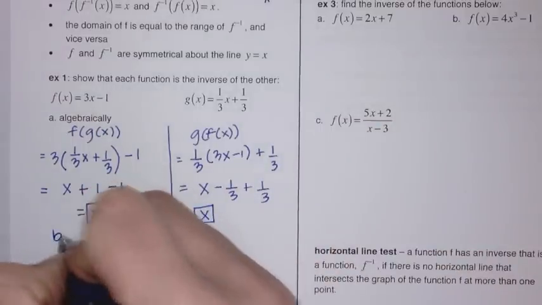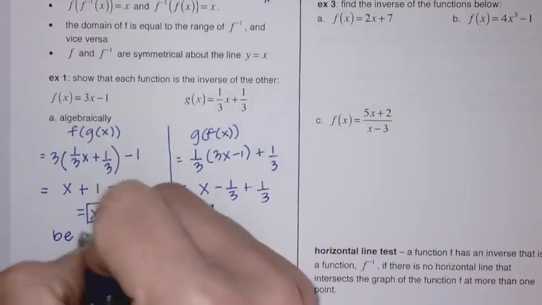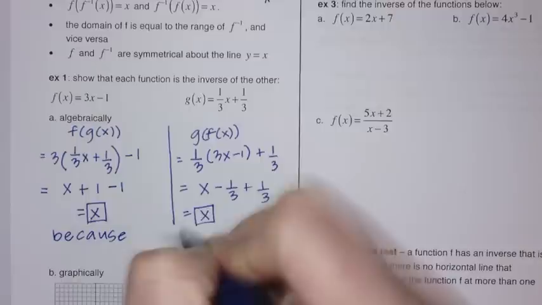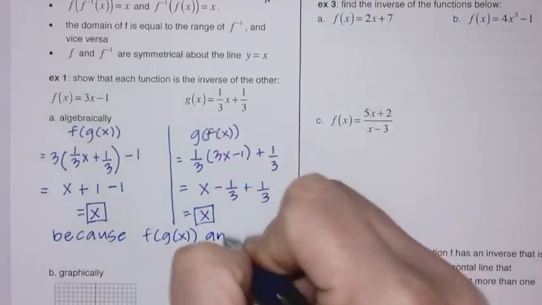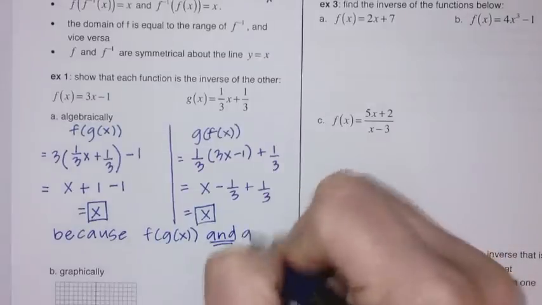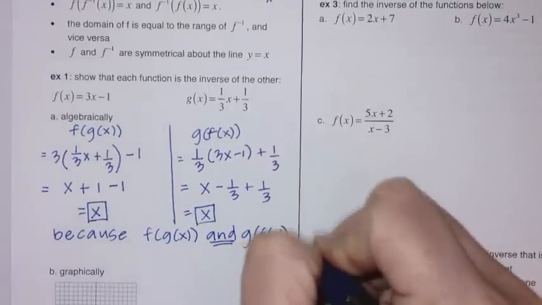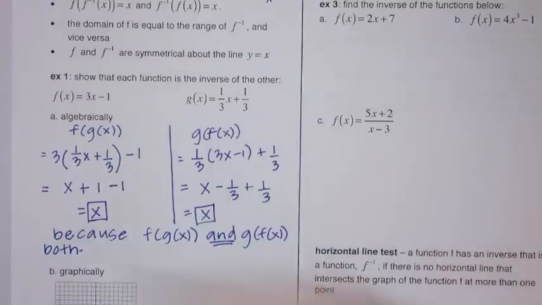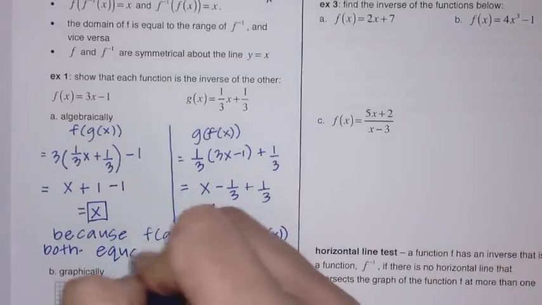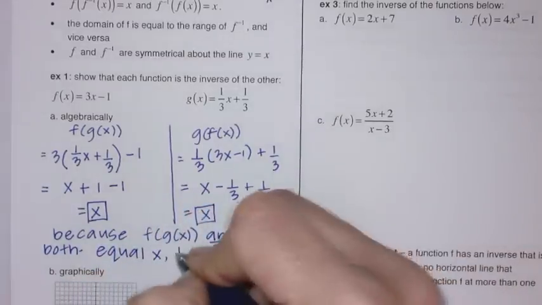So, to show that each function is the inverse of the other, we would simply write a concluding statement here: because f of g of x and, that's important, g of f of x both equal x, they are inverses.